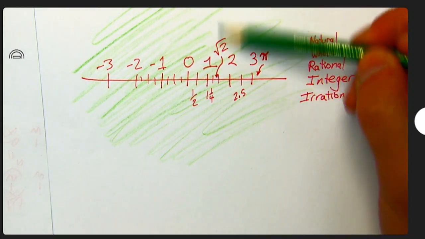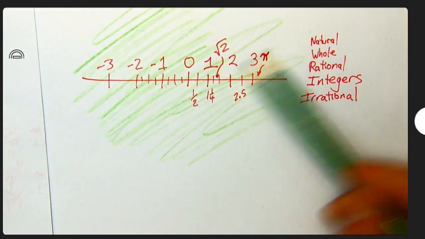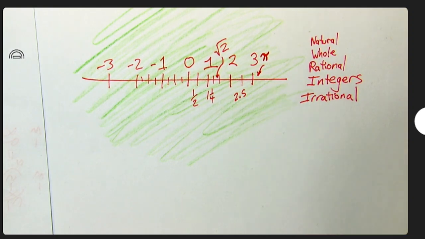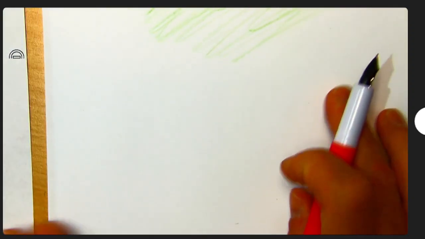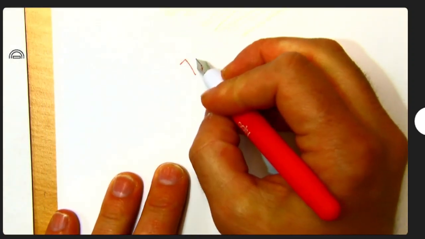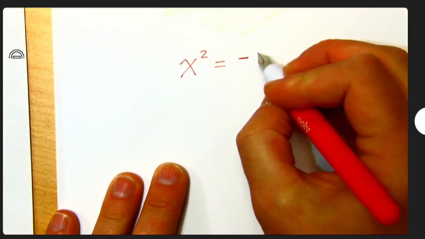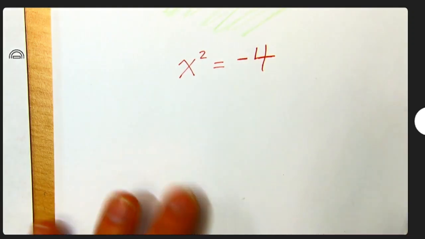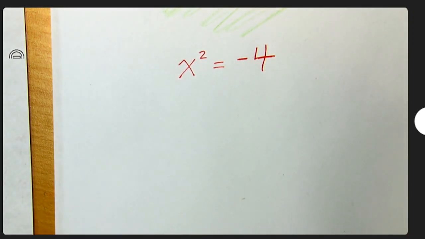So what is going on with that? It has to do with some of the topics we're talking about right now. So now you can take some notes. We're going to solve a problem. Ready? X squared equals negative 4. We need to find an answer to this question. What number, when you multiply it by itself, makes negative 4?